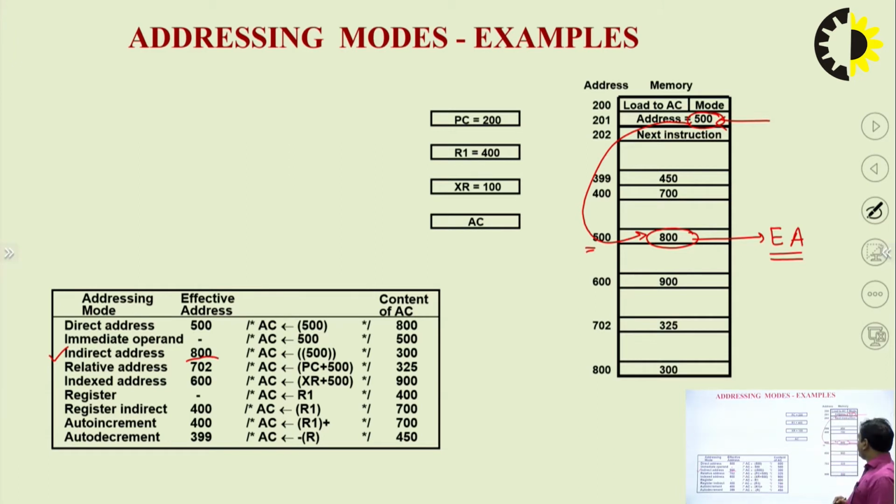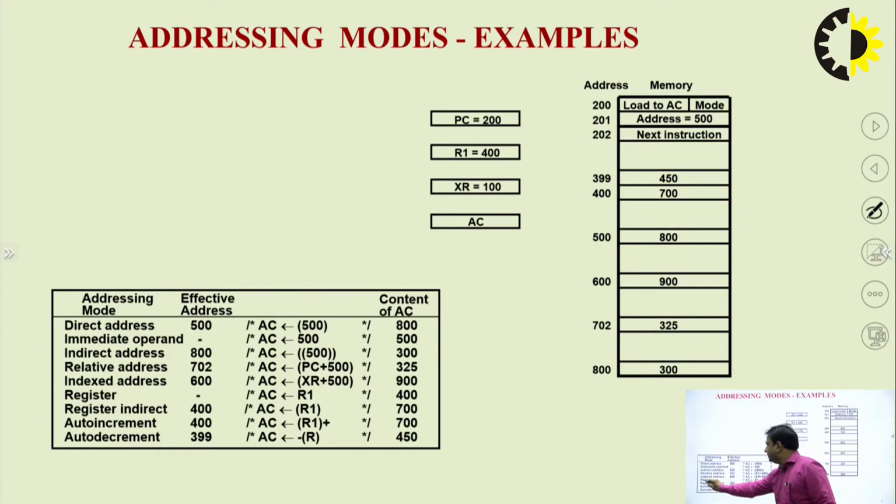And what would be the content? What will be the content at 800? Memory location number 800 holds 300. So what will be the value of the accumulator? That will be 300. So this is an important one.